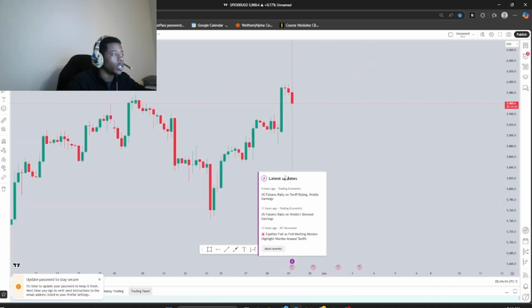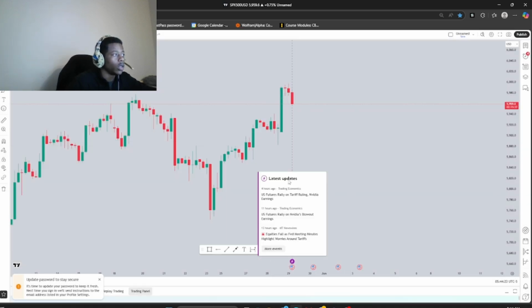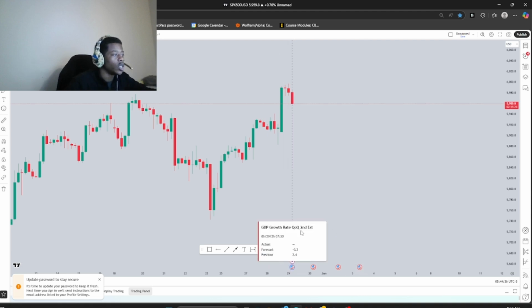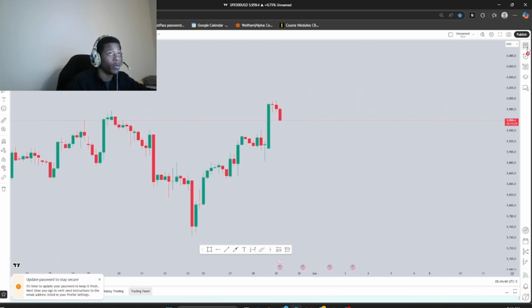Another thing you want to do is check for news daily. I do that by using the SPX 500 USD. Type this in exactly how you see it, and you'll be able to see news on TradingView. We see U.S. futures are rallying, and NVIDIA, we talked about this as well. NVIDIA was potentially going to gap up because of earnings, which we did see. Some other news we have today is GDP growth rate at 7:30. None of these news events are occurring at market open when we're going to be trading.